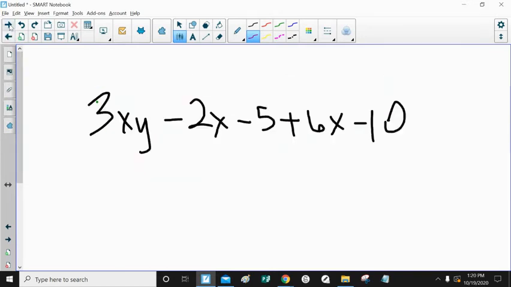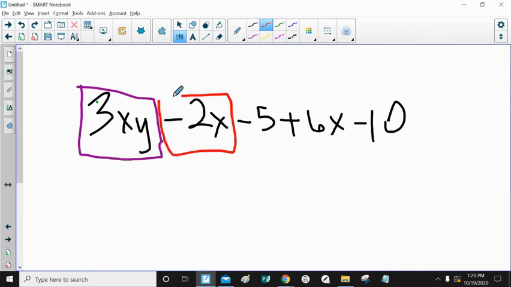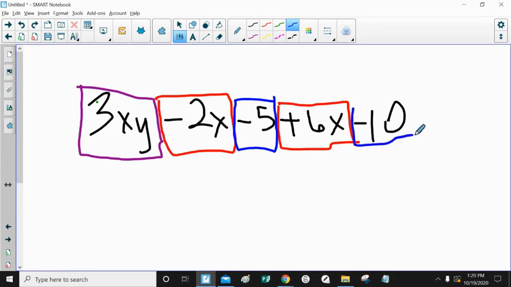One last one. Again, we have 3 different types of terms. We have our term with 2 variables. We have our terms with 1 variable. And we have our constants. Now the reason why 3xy is in a group by itself is because there are 2 variables there, an x value and a y value. Because there are 2 variables, I cannot group them with my other x's.